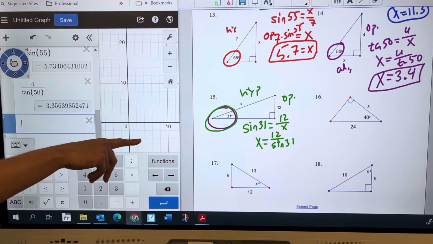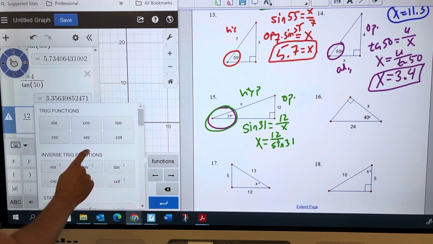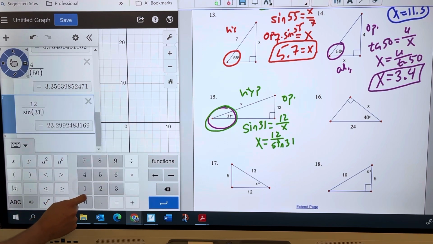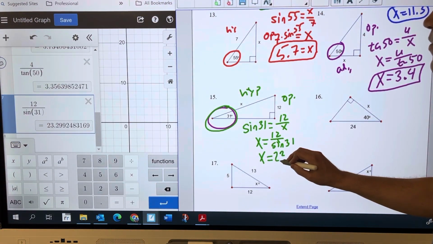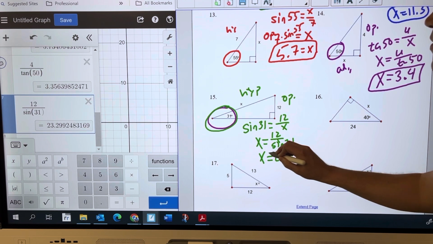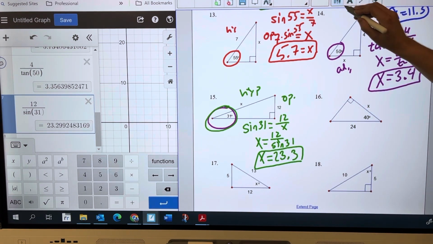All right, so 12 divided by sine 31. 23.29, 23.3. Pretty good answer there.